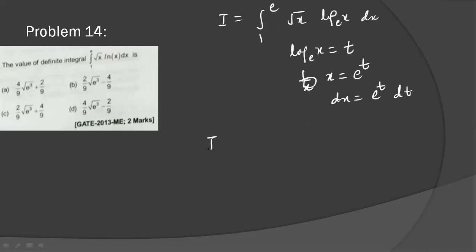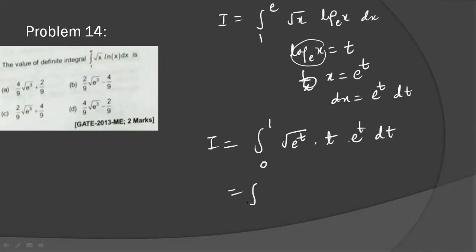Change of limit you can see. As x equal to e, log e will become 1. As x equal to 1, log 1 will become 0. Under root x means under root e to the power t, log x means t, and dx means e to the power t dt. So it will convert like this: t into e to the power 3t by 2. You can write t by 2, e to the power t by 2 into e to the power t, base is same, power we can add, dt.